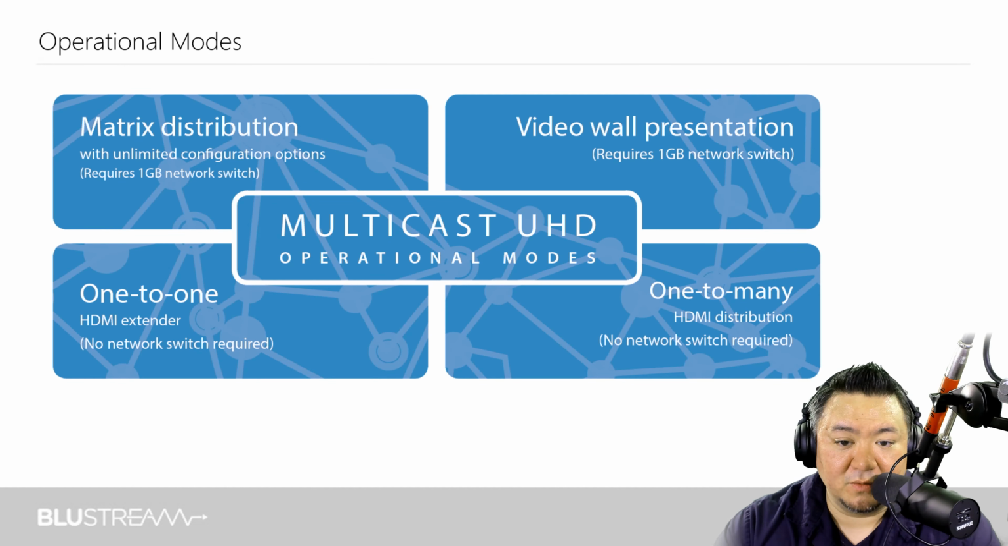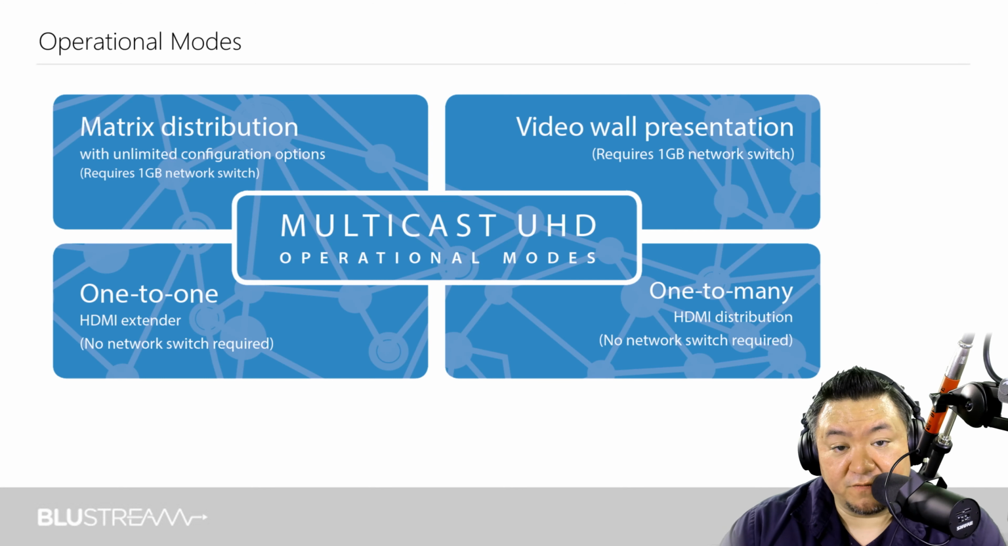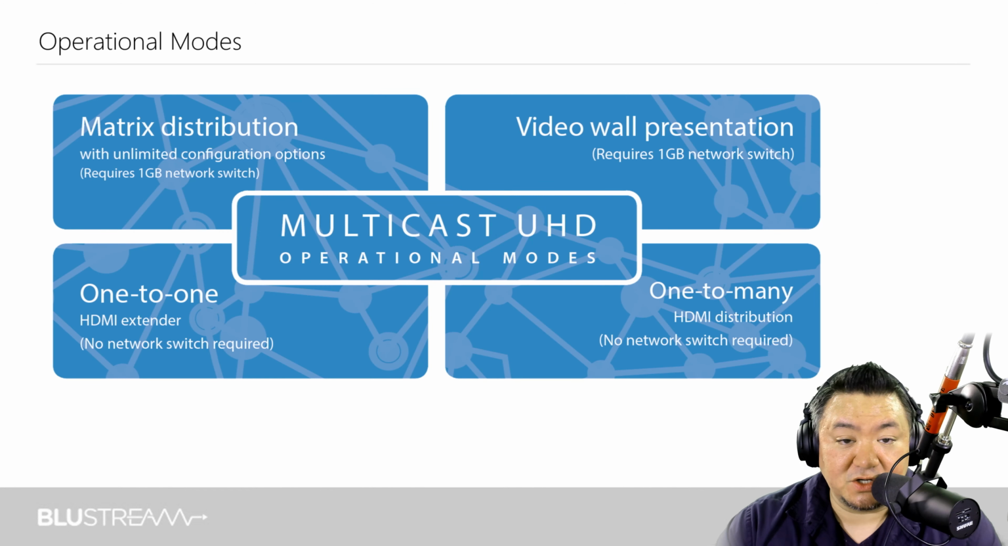In terms of how the multicast video over IP system operates, there are 4 operational modes. The most common will be matrix distribution with multi-point in to multi-point out, as well as video wall capabilities. Both of these operational modes require the use of a network switch, which is the most common application for these products, where we can utilize PoE power to power all the units, ACM, transmitters and receivers. There's also the ability to use this system in a one-to-one mode, basically functioning as an HDMI extender. In addition to that, you can also do one-to-many, and this utilizes the daisy chaining port that's on the receiver.